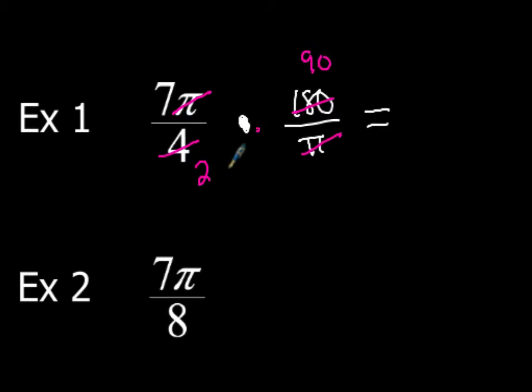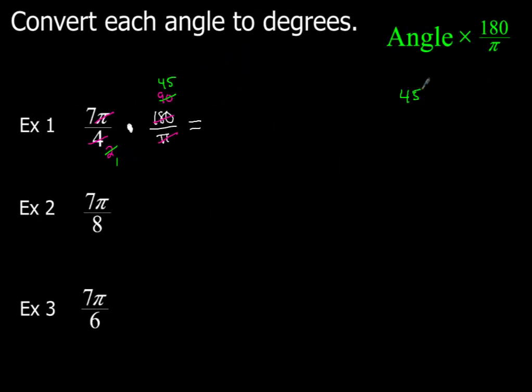Now both of these in the diagonal, 90 and 2, are both even, so if I take out another 2, then 2 goes into 2 once and 2 goes into 90 45 times. So in the numerator I have 45 times 7. When I multiply that together, 7 times 5 is 35, carry the 3, 7 times 4 is 28, and 3 is 31, so I get 315 in the numerator. The denominator is only 1, so I don't have to worry about that. So that would just be 315 degrees.